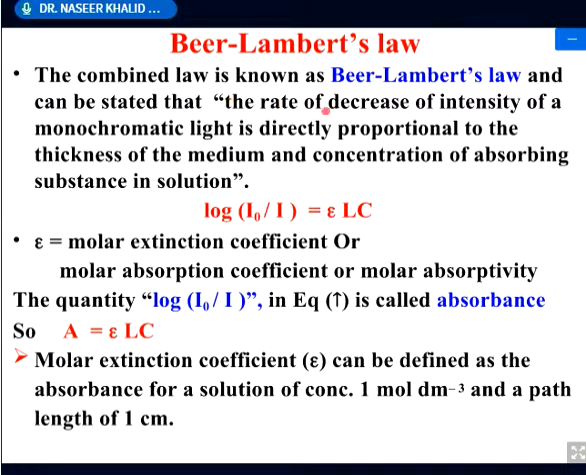So, that is the Beer-Lambert law, or simply Beer law. The rate of decrease in the intensity of the monochromatic light is proportional to the thickness of the medium as well as the concentration of the absorbing substance. So absorbance is log I naught over I, where I naught is the initial intensity of the light, and I is the transmitted light from the sample, that is proportional to the length as well as the concentration.